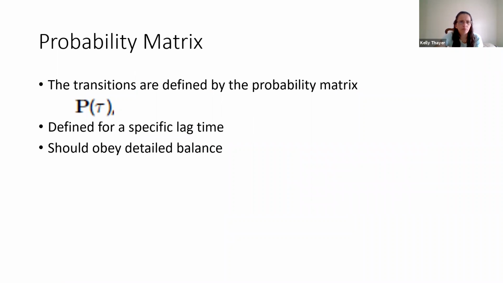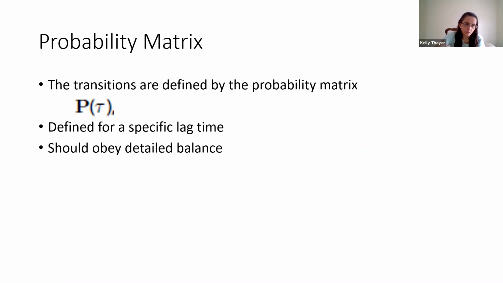That brings us to the probability matrix. As we've been doing these hand calculations, it should bring to your mind the idea that the transition matrix is going to be dependent upon the lag time that we pick, right? Because we used the same simulation and we got a different matrix out of it. We got a different Markov State model. So the transitions are going to be defined by the probability matrix.